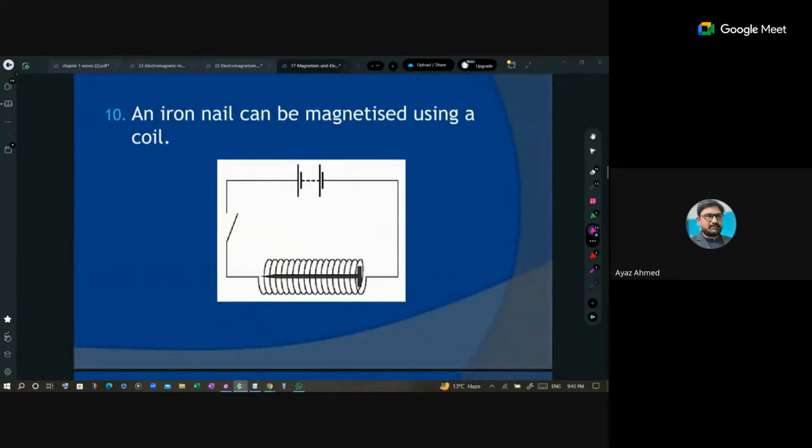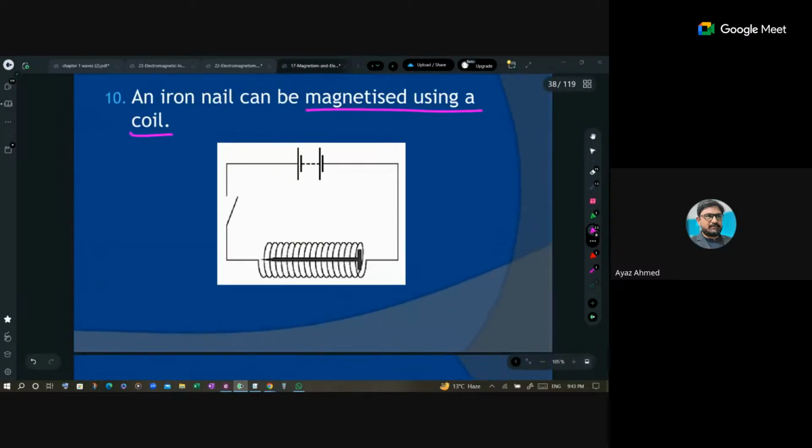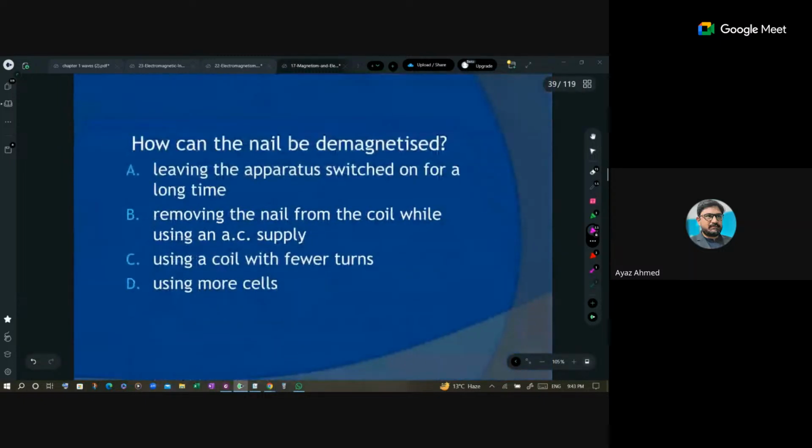Oh yes, an iron nail can be magnetized by using a coil. Okay, this is an iron nail, it is placed inside and it is being used with a magnetic coil. How can the nail be demagnetized? Leaving the apparatus switched on for a long time, removing the nail from the coil while using an alternating current, using a coil with fewer turns, using more cells. Demagnetization. Using more cells, no. Using fewer turns, no. Leaving the apparatus switched on for a long time, no. I told you, AC only, one thing, alternating current. Okay.